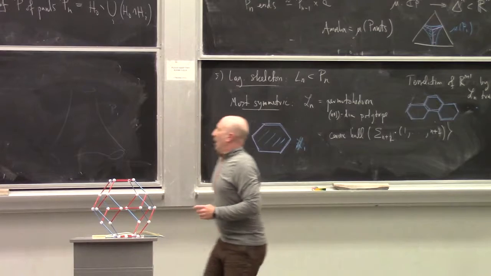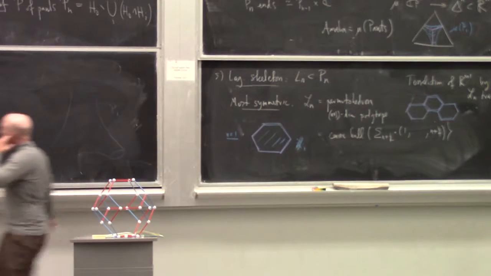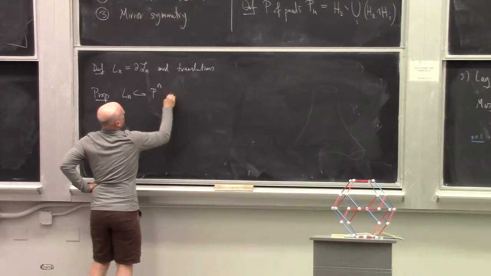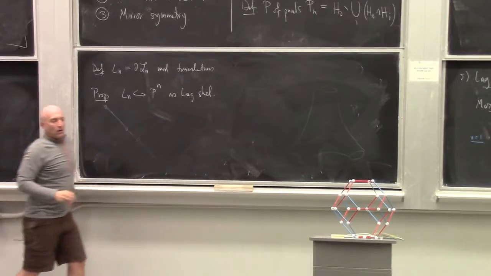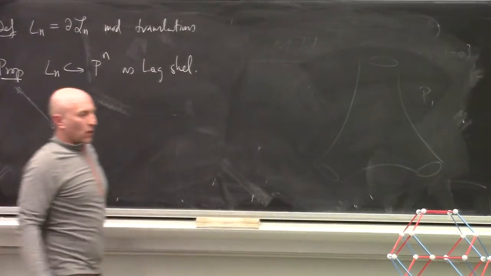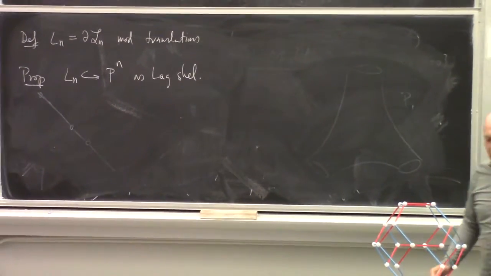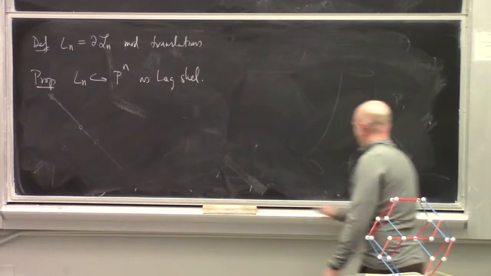And the first proposition is that, I'm not explaining how, but there's an embedding of Ln into Pn as a Lagrangian skeleton. Let me draw some more pictures. So what happens in the case n equals 1?